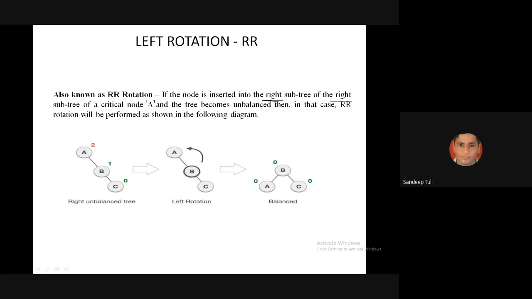If the node is inserted into right subtree of the right subtree of a critical node A and then tree becomes unbalanced, then in that case RR rotation will be performed as shown in this following diagram. First of all, please understand that term. एक समझ में आ गया तो चारों समझ में आ जाएंगे आपको. If the node is inserted into right subtree of the right subtree, look at that first diagram. Okay, सबसे पहले हमने एक नोड A इंसर्ट करी, then B इंसर्ट करा and then C इंसर्ट करा.